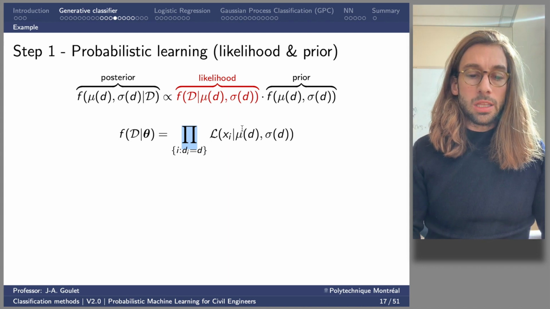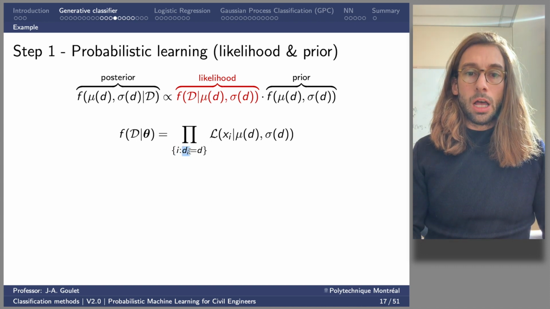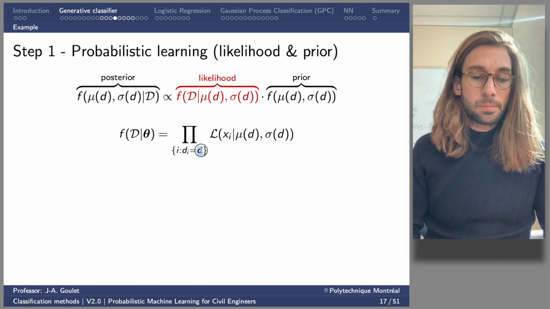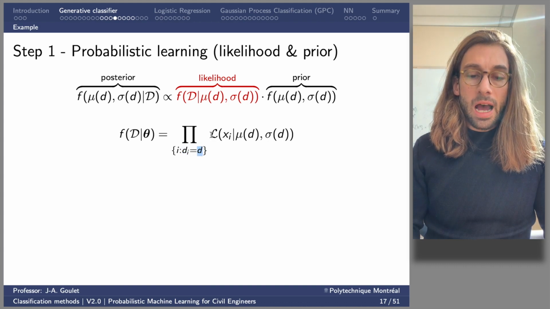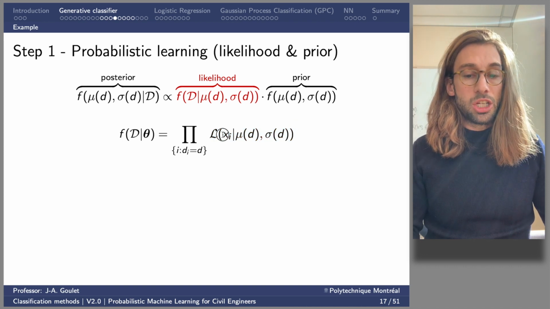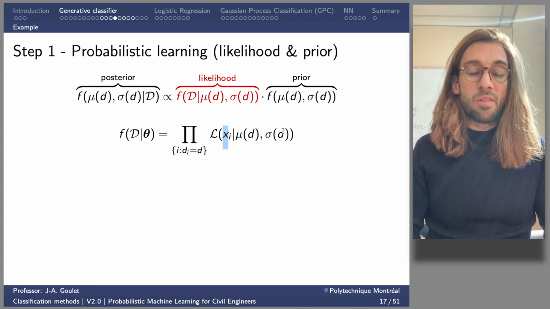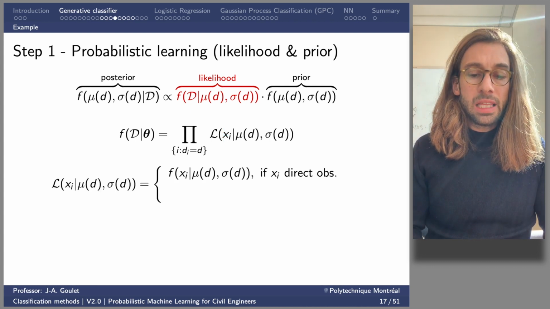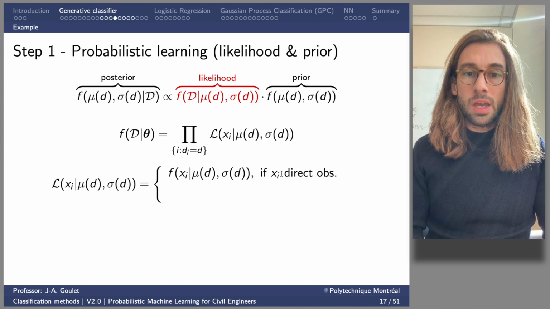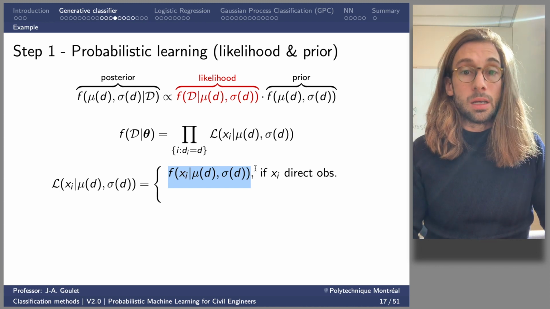So here are going to be the data, I have data points such that my damage index equals the current damage index I'm looking at. Okay, so here my likelihood of my covariate X, my frequency ratio given my parameters, is going to be dependent on which type of observation I have. So that likelihood, if xi is a direct observation, is going to be directly the PDF for my covariate given its parameter value, in this case the beta, okay?